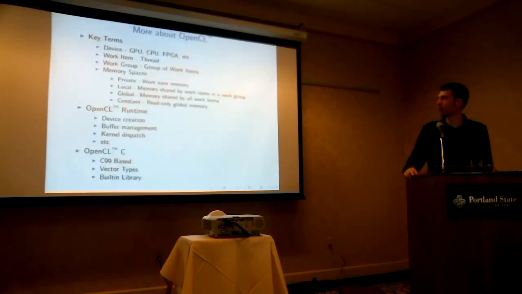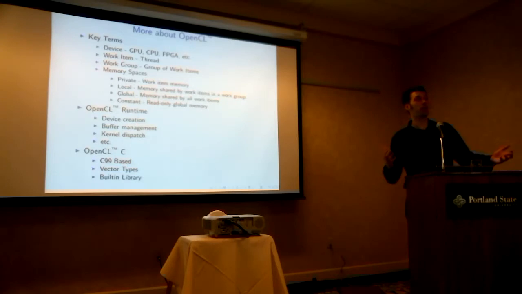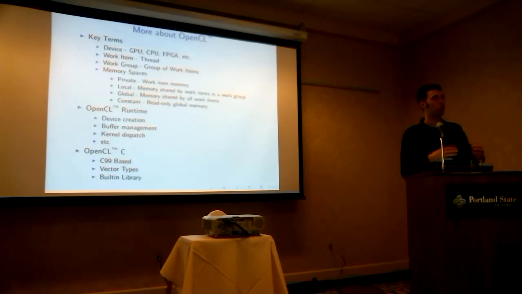Okay, so just a little more about OpenCL. A device is a GPU, a CPU, or an FPGA. Though when you talk about FPGAs, one OpenCL device could be many FPGAs, but typically one device is one GPU and one device is one CPU. The basic unit of work is called a work item, which is similar to a thread in normal computing. And then we have work groups, which are groups of work items.